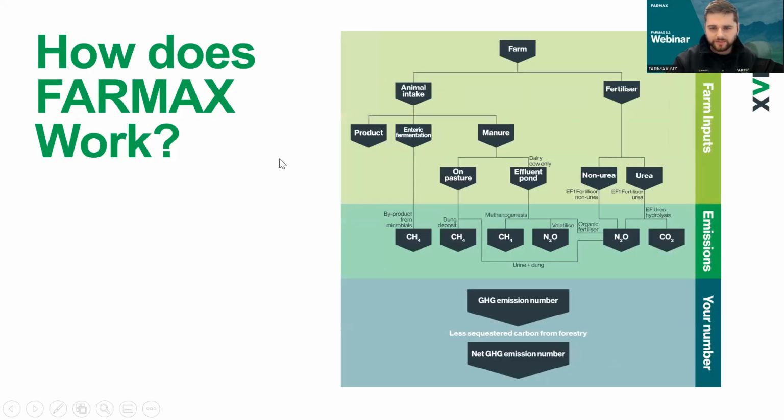And just again, a bit of a refresher in terms of how FARMAX calculates those greenhouse gas emissions. This is a somewhat complicated diagram, but the core idea that you really need to know here is that there's really two elements to the greenhouse gas emissions that come out of FARMAX. One is the gross emissions from your stock and from your fertilizer, and then any sequestration on the farm from areas of forestry or natives.